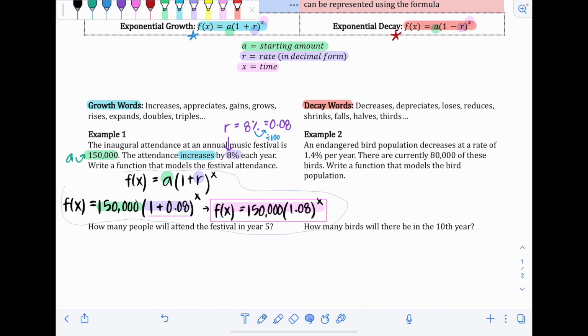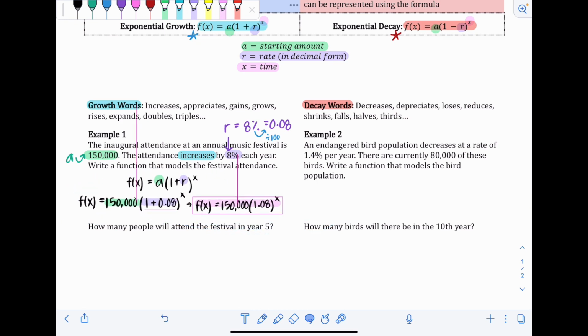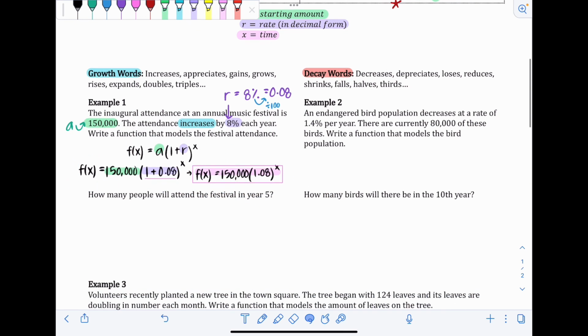Okay, so I'm just going to shrink this down because I wrote a little bit big for this section. And then for the next part of this problem, it says how many people will attend the festival in year 5. So we talked about how x is the time, and this is asking how many people will attend the festival in year 5. So that means that we have to put 5 in for x into the rule that we just created and then evaluate it. So instead of f of x, we're going to find f of 5. And that means the function evaluated at 5.